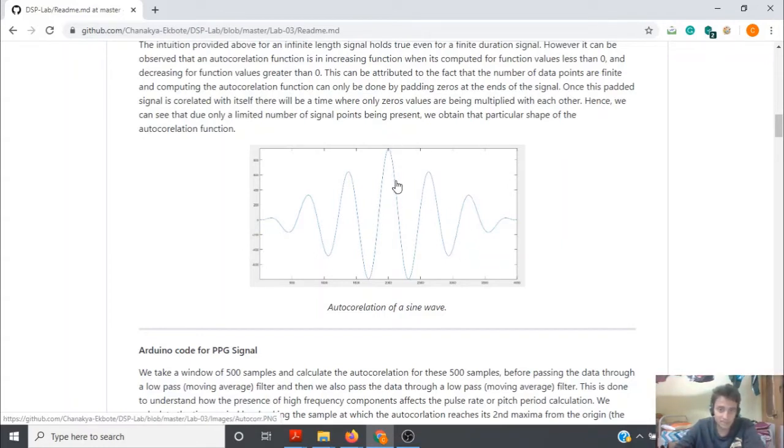However, you can still see that it is periodic. And if there is some inherent frequency or inherent periodicity in the original signal, irrespective of the amplitude diminishing over time, you will still get a period. So the time difference between this and this would give you the period back again.